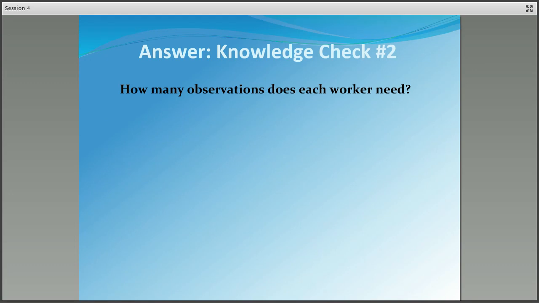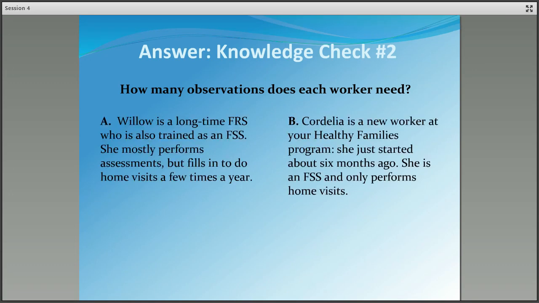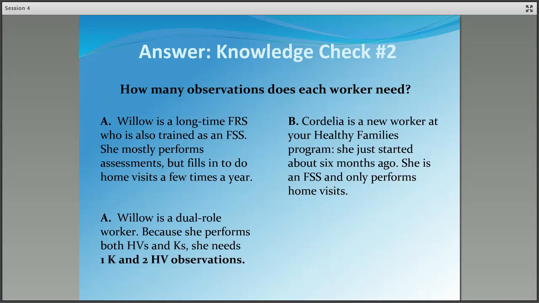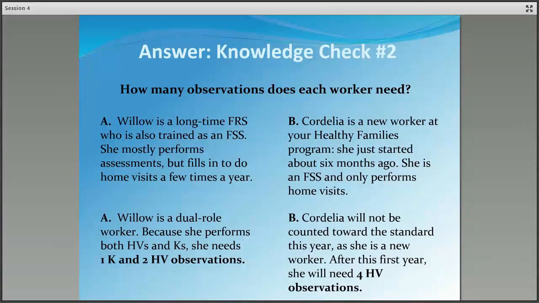Now let's look at the answers for knowledge check 2. First, for Willow. Willow is a dual role worker. She performs both assessments and home visits over the course of the year. Because she does both, she needs 1 assessment observation and 2 home visit observations to meet the standard within the year. For Cordelia, Cordelia is a new worker. She just started 6 months ago, so she won't be counted towards the standard this year. But after this first year, if she continues only performing home visits, she'll need 4 home visit observations a year.